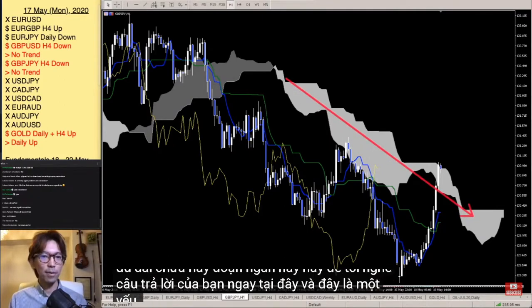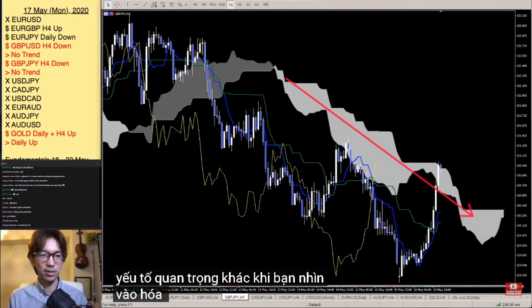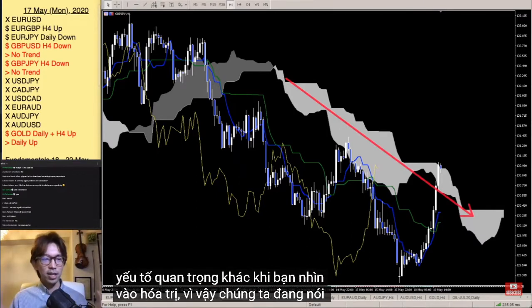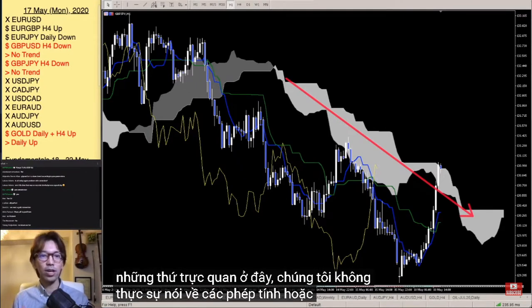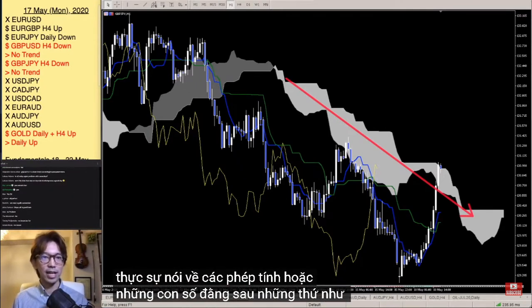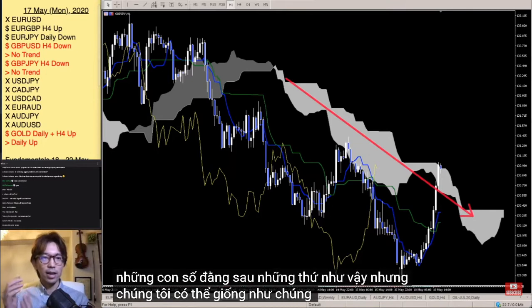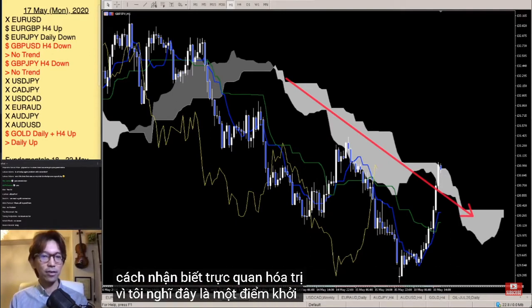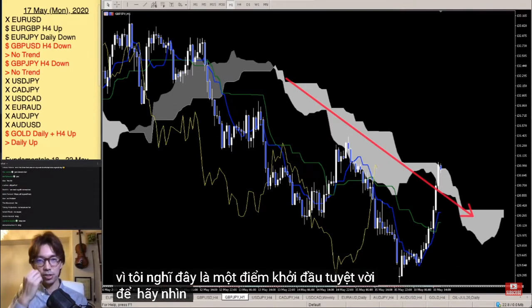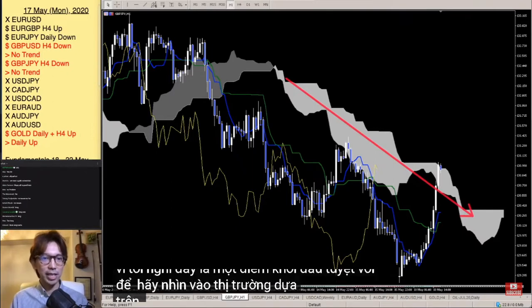And this is another important factor when you look at the Kumo. We're talking about visual things here. We're not really talking about the calculations or numbers behind things like that, but I'm trying to teach how to visually recognize a Kumo, because I think this is a great starting point to look at the market based on the Ichimoku.